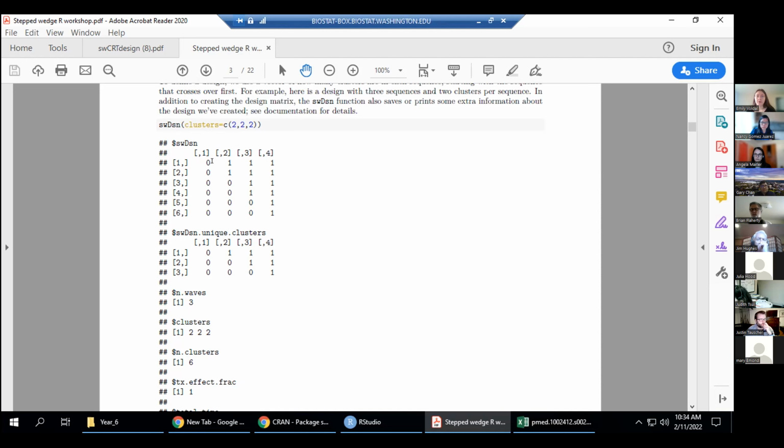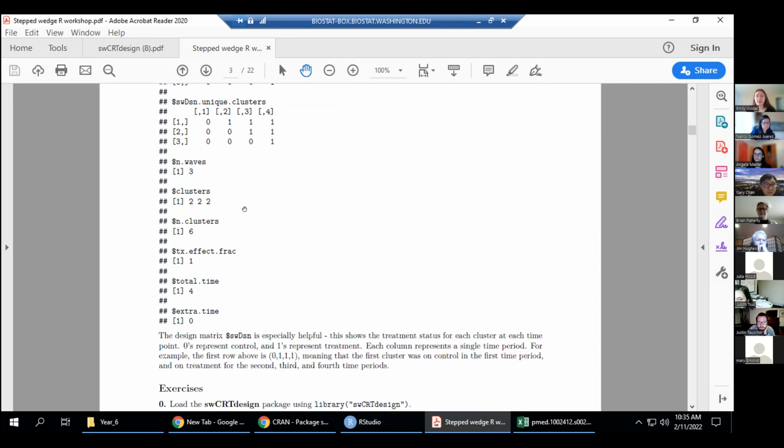So for example, this first row is saying that the first cluster is going to be on the control condition in the first time period, and then on the treatment condition in times 2, 3, and 4. It's basically just a plan for what treatment all your clusters are going to get for the whole trial. The next matrix is very similar, but instead of each row being 1 cluster, each row is 1 sequence. Since all clusters in a sequence share the same treatment assignments, it's just a shorter matrix.